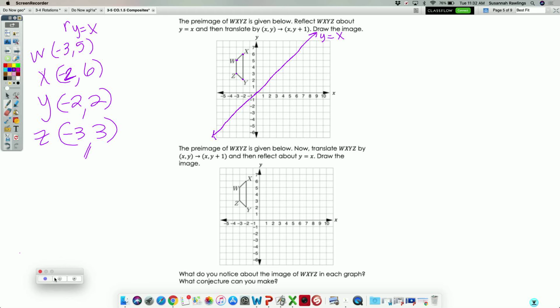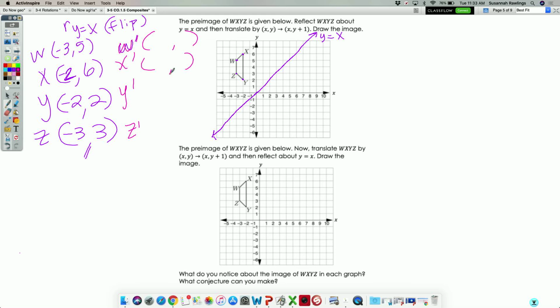Tyler, what'd you say? The x becomes y and y becomes x? Yeah, you just switch your x and y. Just flip them. So we're going to flip my points. My first prime, W prime, X prime, and let me pick a different color. W prime, X prime, Y prime, Z prime. All we're going to do is flip the point. Not the signs, we're just changing the x and y. So I'll pause here and let you guys do that.